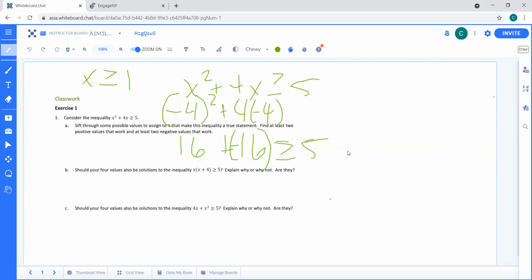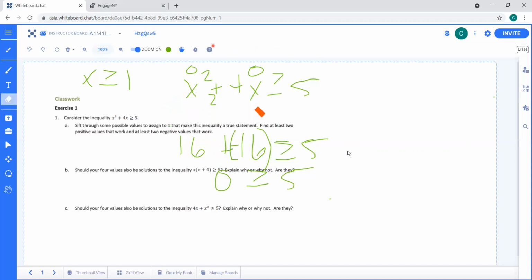Well, no. 16 minus 16 is 0. That is not equal to 5. So negative 4 does not work. Now think about it. Are we going to have to go towards 0, or are we going to go farther to the left on the number line? Well, let's just try 0. If we plug in 0 here and 0 here, that's going to give us 0. 0 is not greater than or equal to 5, so that won't work either.